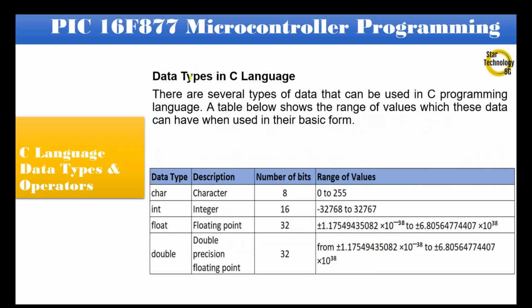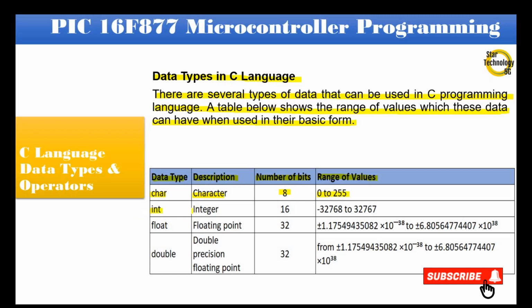Data types in C language. There are several types of data that can be used in C programming language. A table below shows the range of values which these data can have when used in their basic form. Data type, description, number of bits, range of values. Data type: char, character, number of bits 8, range of values 0 to 255.